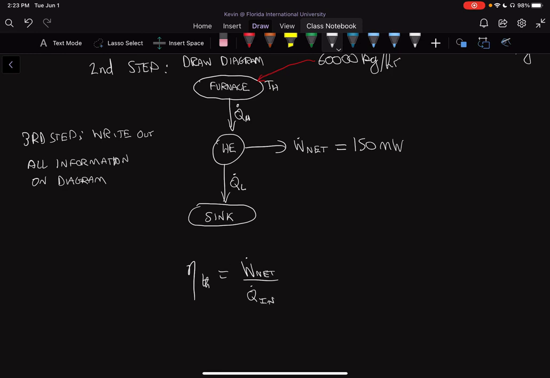From this, we can now go through. We know that Q dot in, in the case of a heat engine, is equivalent to Q dot H. So we have to find W dot net, which we already have, divided by Q dot H. So the next step is to find Q dot H.